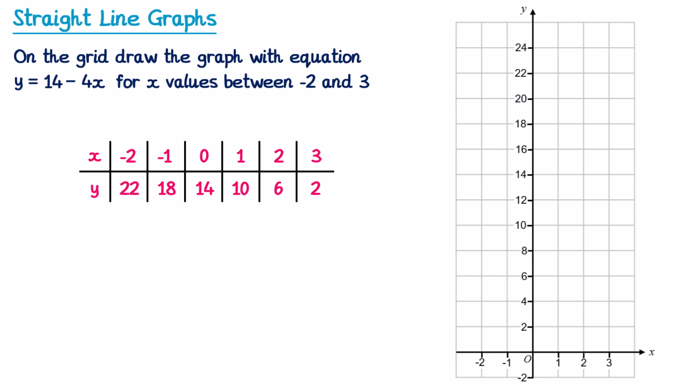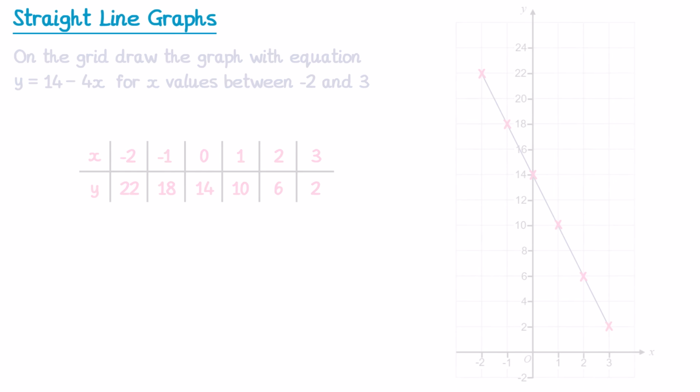If you find negative numbers a bit difficult, we could have used the trick to work out the values for -1 and -2. To get from 2 to 6, you add 4. To get from 6 to 10 is also add 4. And then if we keep adding 4, 14 plus 4 would have given us 18, and 18 plus 4 would have given us 22. Now let's go ahead and plot this graph. So -2, 22, -1, 18, 0, 14, 1, 10, 2, 6, and 3, 2. And again, it forms a straight line, so you join that up with a ruler, and there's the answer to the question.